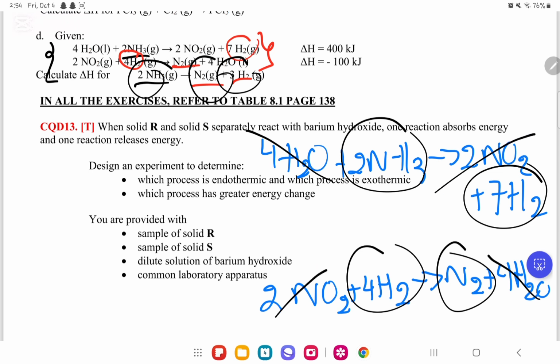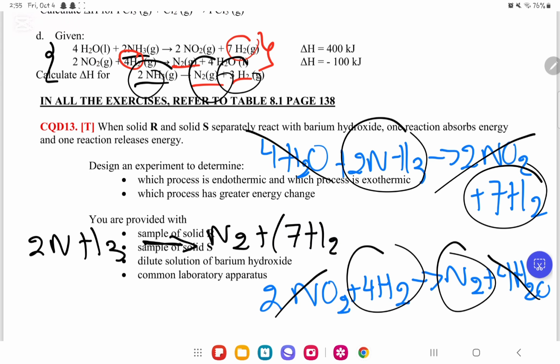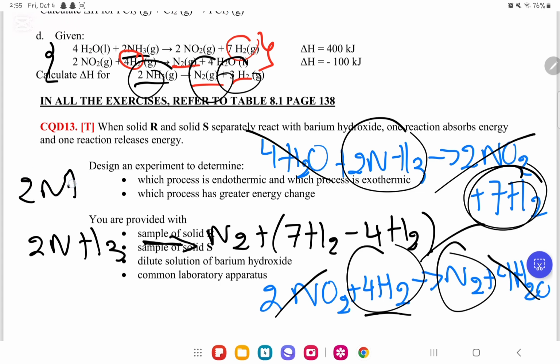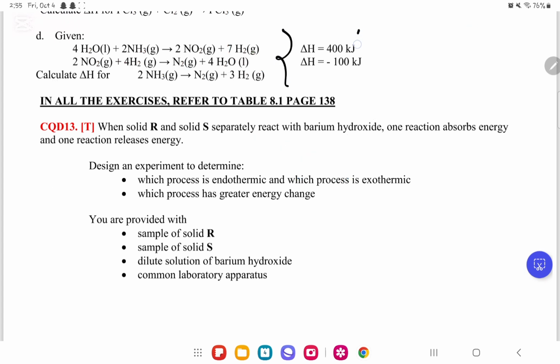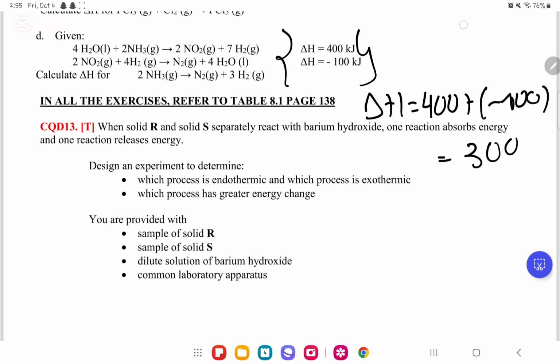So now our equation is 2NH3 gives us N2 plus we have 7H2 in the product side minus the reactant side, which is 4H2. So we do 7 minus 4. So now our equation is 2NH3 gives us N2 plus 3H2. It's exactly as we needed. We didn't change anything. So the delta H is going to be what? 400 plus minus 100. So it is then 300.